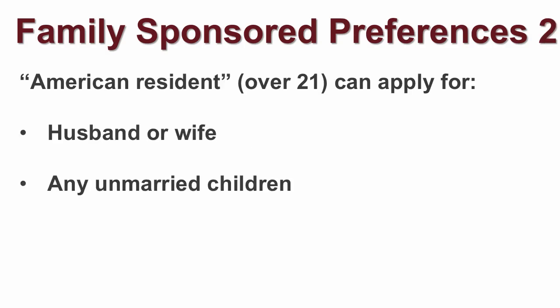For the second preference, which is family-sponsored preference number 2, you are an American resident who's applying for your husband or wife and any unmarried children. Those unmarried children under 21 have a different quota or waiting period. Those unmarried children over 21 have a slightly longer period. And the definition of unmarried children includes divorced children.